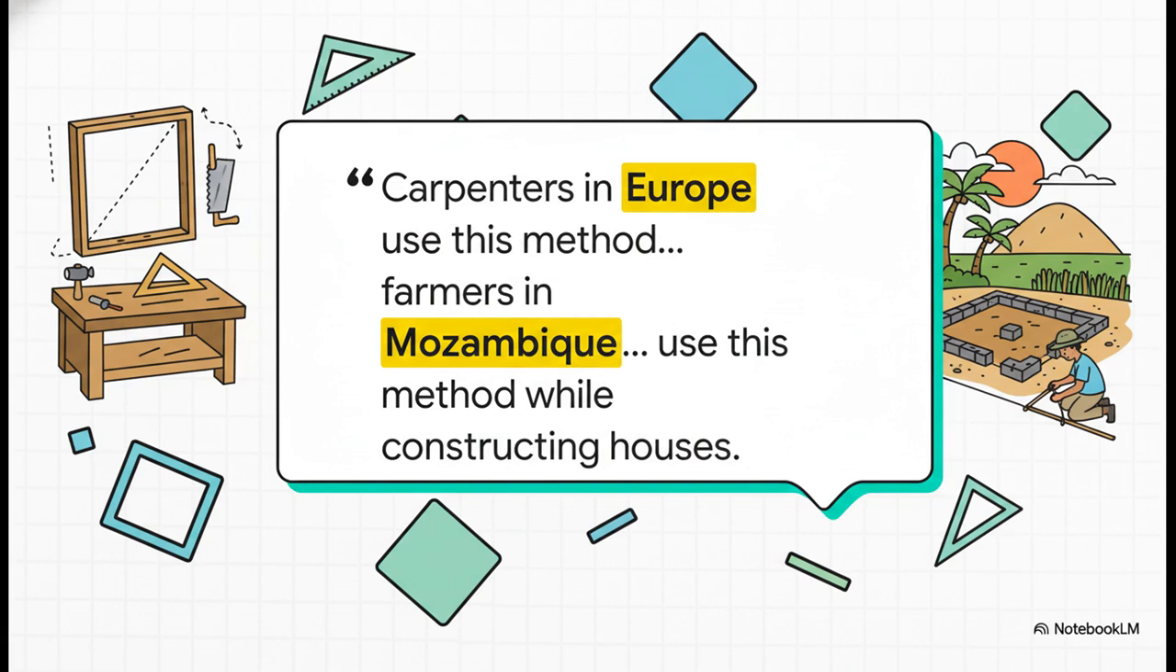And this isn't just some abstract idea from a geometry class. This is real-world stuff. As this quote points out, carpenters in Europe use this method. Farmers in Mozambique use this method while constructing houses. It's a universal trick that works anywhere, from a high-tech workshop to a farm, because the geometry is always true.